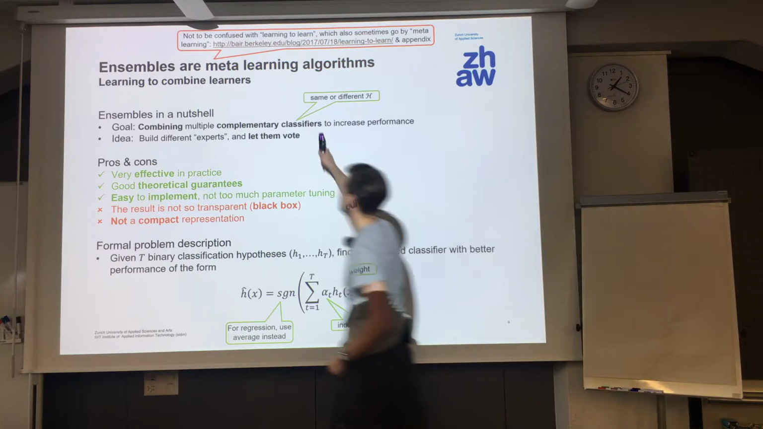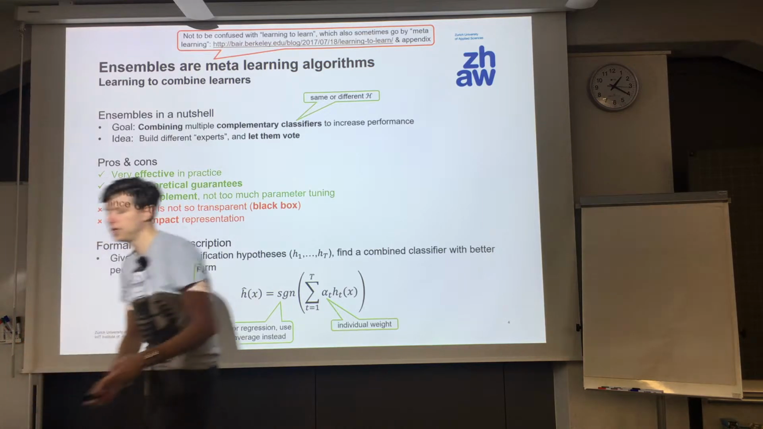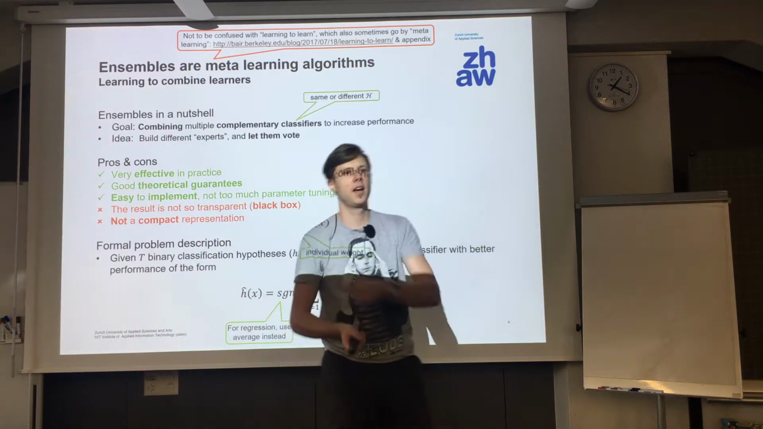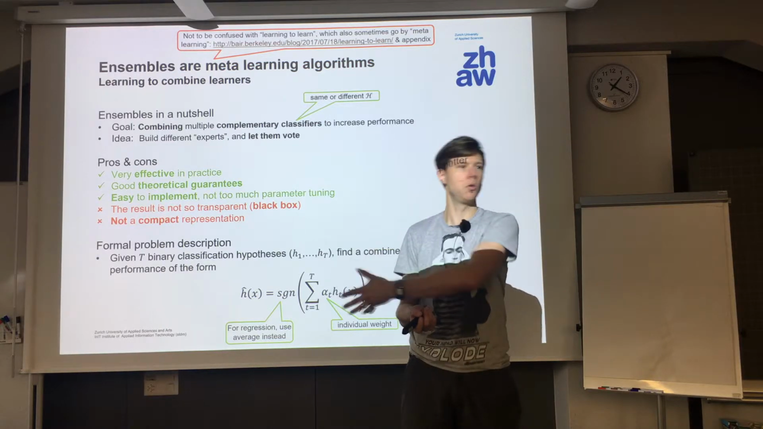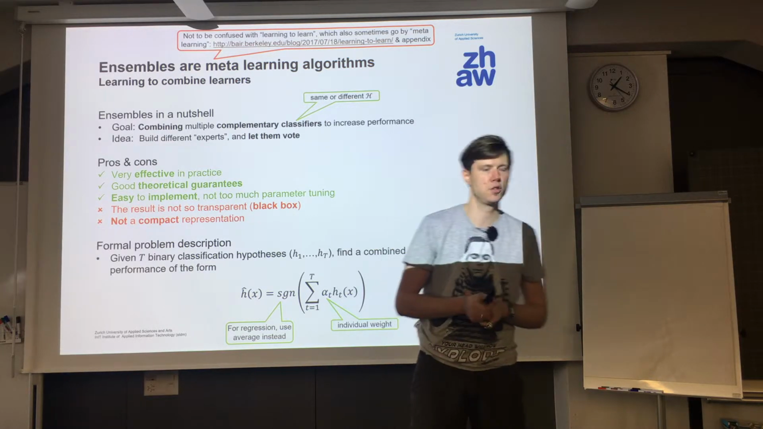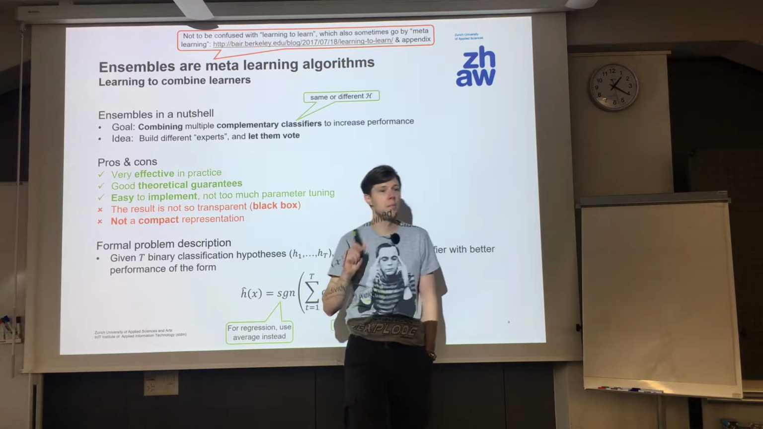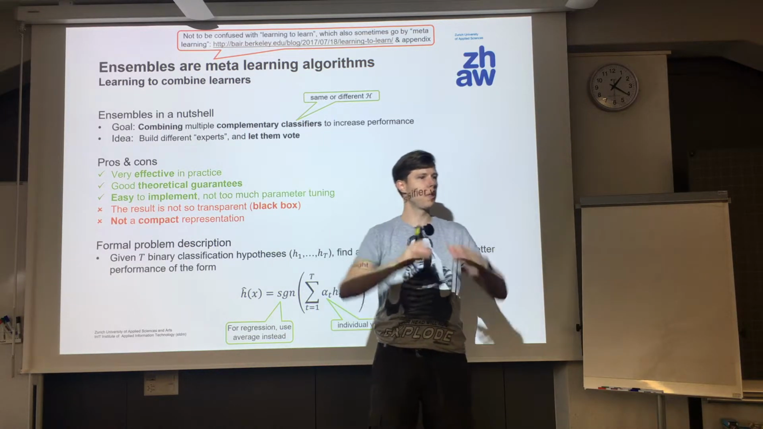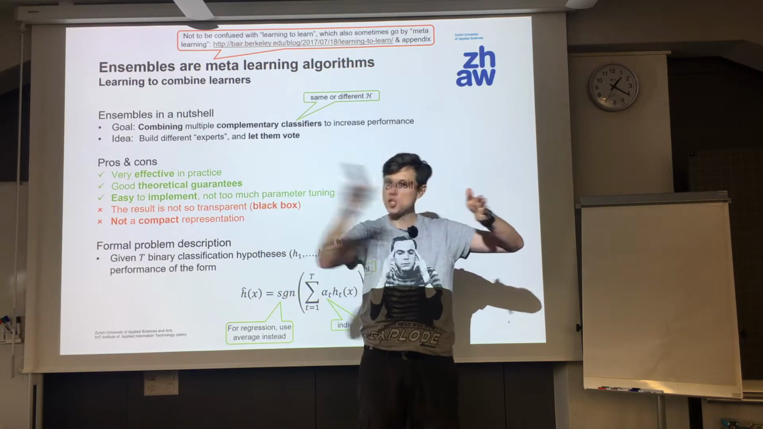So what's an ensemble? An ensemble is the idea of combining multiple, and I say here classifiers, but the same holds true for regression for the whole lecture today, but we will talk about classifiers. It's about combining multiple complementary classifiers so that the ensemble, the combination of those, is better than each single one.